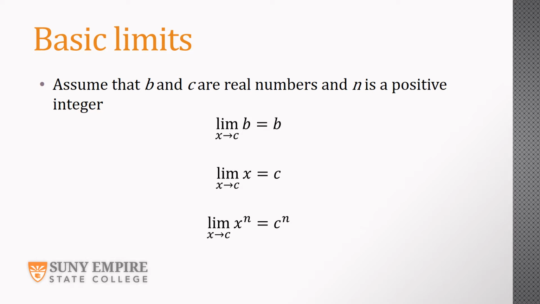Another property is that the limit as x approaches c of x is equal to c. So the limit of a function that returns the value is the value. Makes sense. The final basic limit is that the limit as x approaches c of x raised to the power n is equal to c raised to the power n. So we can plug values in, so long as our function raises values to integral powers. Let's see some examples of these basic limits.